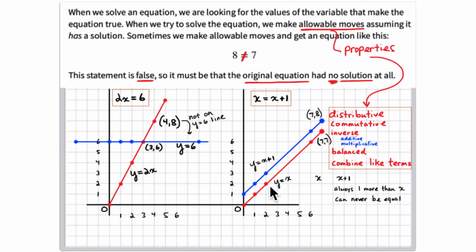So this line is always going to be moved up 1 unit compared to the first line, y equals x. So x plus 1, always 1 more than x, can never be equal. You can never have these two lines together. They're never going to cross. They have the same slope. They're never going to intersect. There's no point shared between them where they have the same value of x and y at the same time. There's no point that they intersect because they are parallel lines.